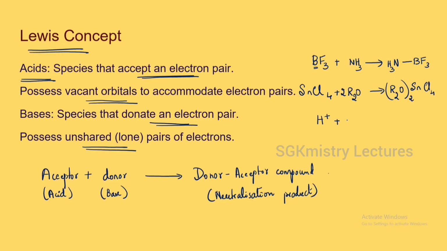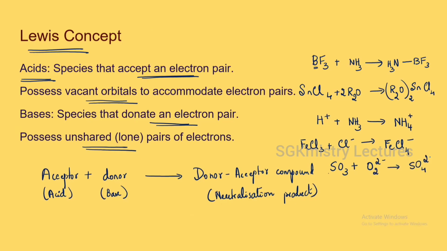Similarly, you can take H plus and NH3. H plus can accept a pair of electrons, whereas NH3 has an electron pair, so NH4 plus is formed. Similarly, I can also take FeCl3 plus Cl minus. FeCl3 acts as an acid, Cl minus acts as a base, so we get FeCl4 minus. Similarly, SO3, sulfur trioxide, with the peroxide ion, gives SO4 2 minus. This is with respect to what acids and bases are according to the Lewis concept.